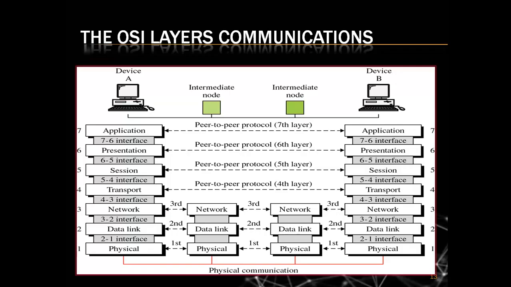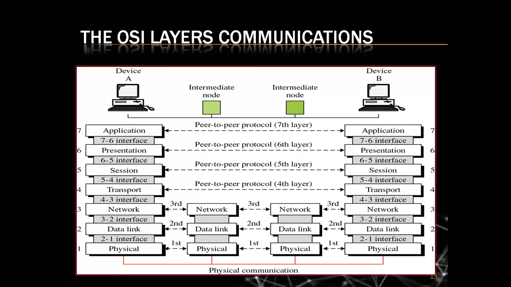For example, here one sender PC and one receiver PC are there, and in between two intermediate nodes are there, as the picture shows. The sender and receiver computers go through all 7 layers, and the intermediate nodes go through only layer 1, layer 2 and layer 3.